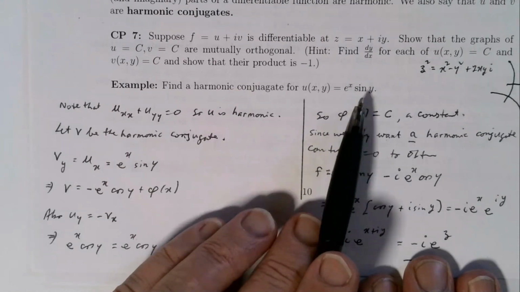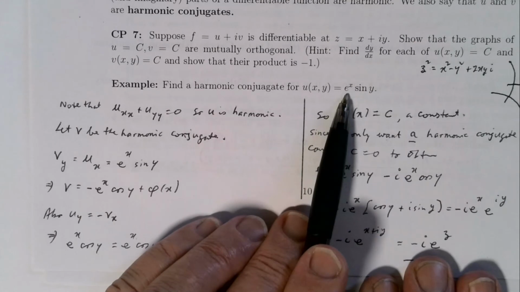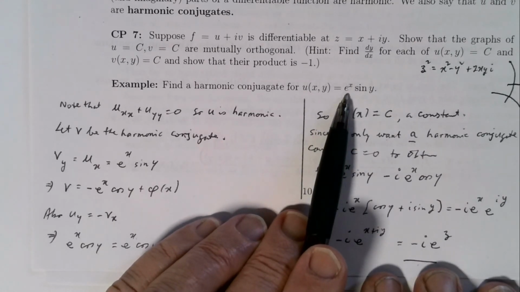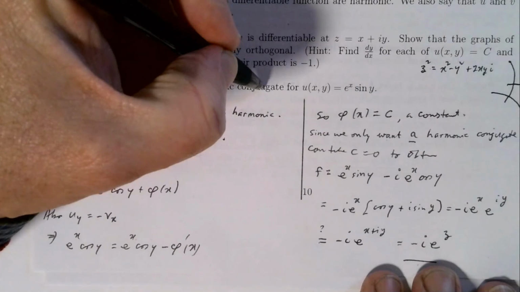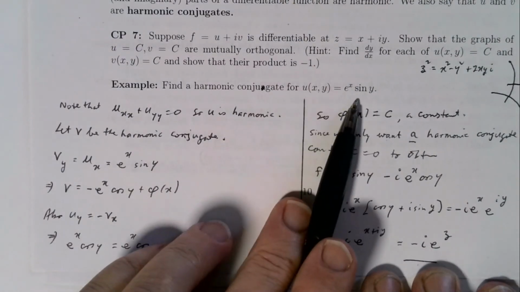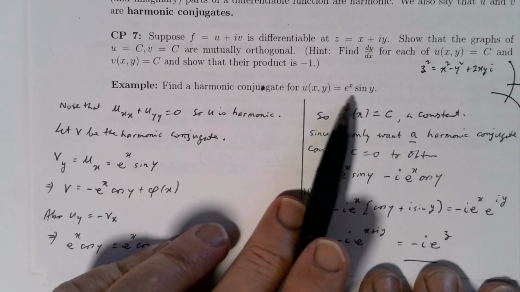So this is the real part of some analytic function, and once you've got the real part of an analytic function, you can reconstruct the entire function you started with. In fact, you can find the harmonic conjugate for this one, and we're going to do more and actually try and guess what the analytic function was that it came from.